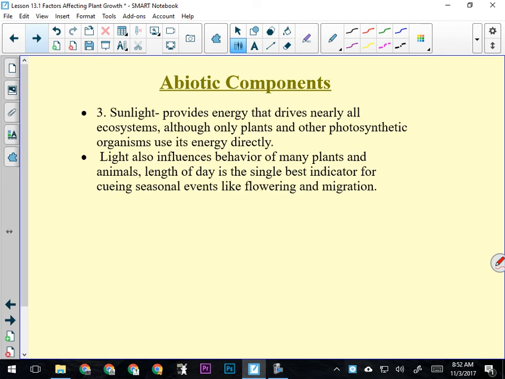Okay, sunlight, obviously not a living thing, so it's an abiotic factor, and it provides the energy that drives nearly all ecosystems. And I say nearly all because there are, of course, some deep ocean benthic environments that are minus sunlight, and they can actually thrive. But they're very, very different.